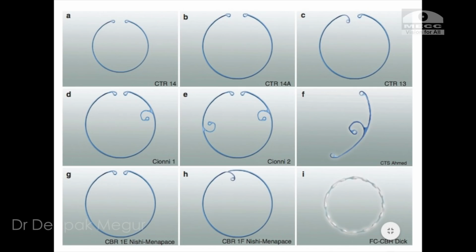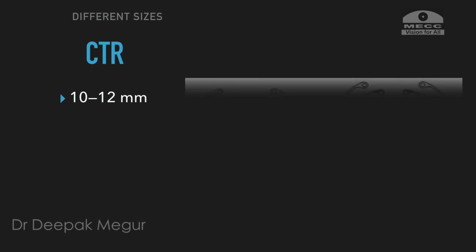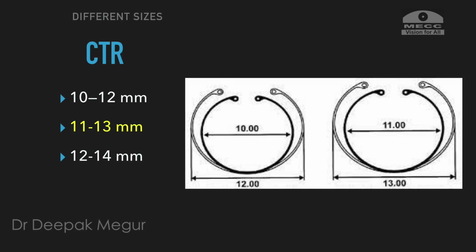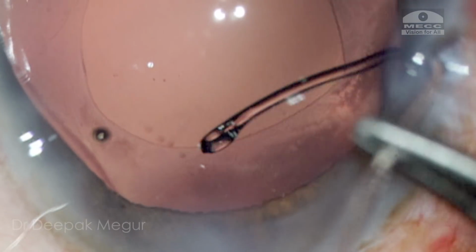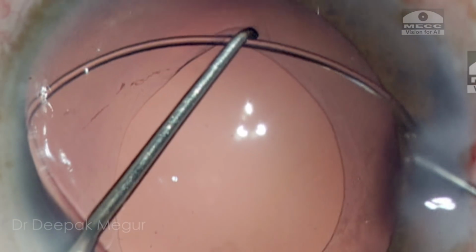Currently, there are multiple variations available in the market. The classical CTR comes in three different sizes. I prefer to use the 11 to 13 mm ring in the majority of the eyes, while I prefer to use the 12 to 14 mm ring, which is larger in size, predominantly in longer eyes who have bigger capsular bags.